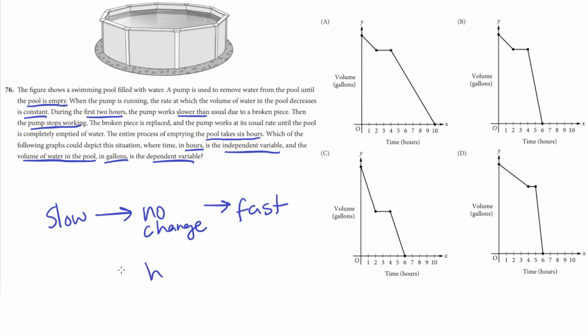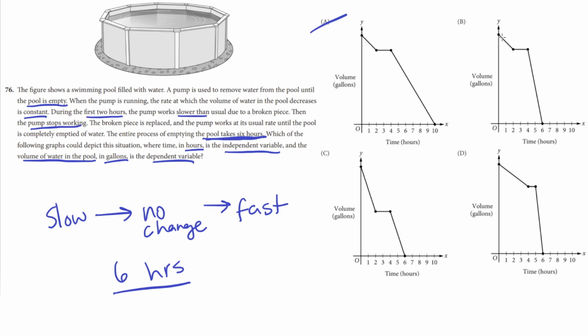And this whole process took 6 hours. So we can do a quick check to make sure that the correct graph goes from some certain amount of volume and reaches 0 volume, meaning the graph hits the x-axis after 6 hours. If you look at graph A, at 0 hours there's some amount of water in the pool, and then it gets emptied at 10 hours. That's incorrect because we're told that this whole process took 6 hours.